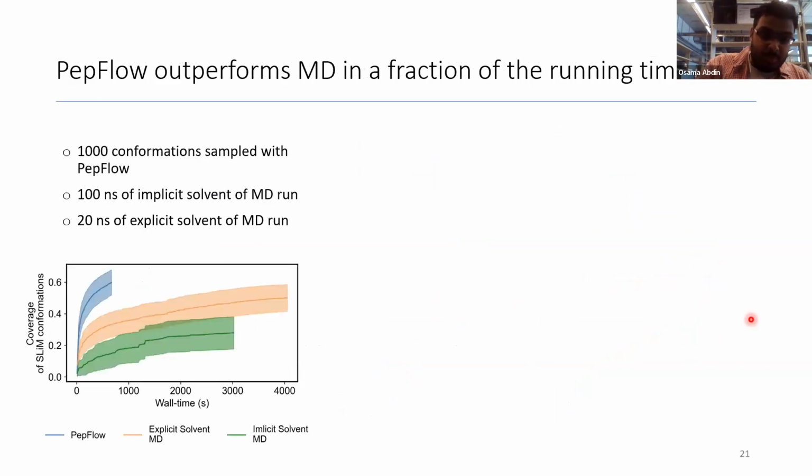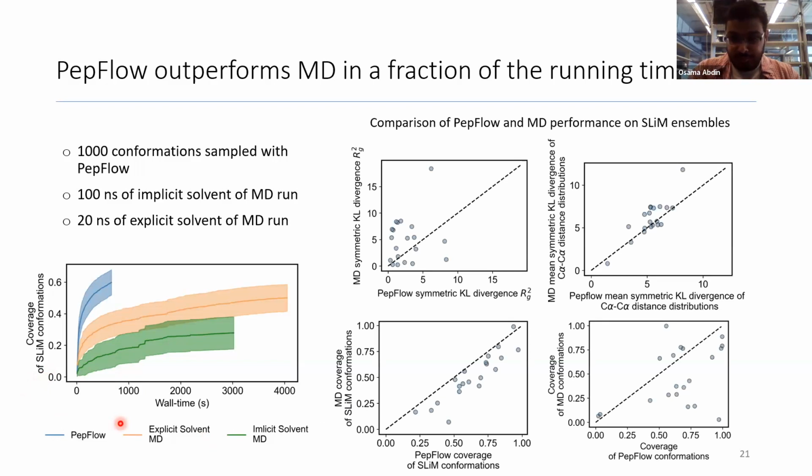As baselines, we compared PepFlow to molecular dynamic simulations. So we either ran molecular dynamic simulations for 100 nanoseconds in implicit solvent for the peptides in the test set, or 20 nanoseconds in explicit solvent for the peptides in the test set. And we found that the coverage by PepFlow was substantially higher at a fraction of the wall time. And these are all run, of course, on the same GPU to allow for reasonable comparison.